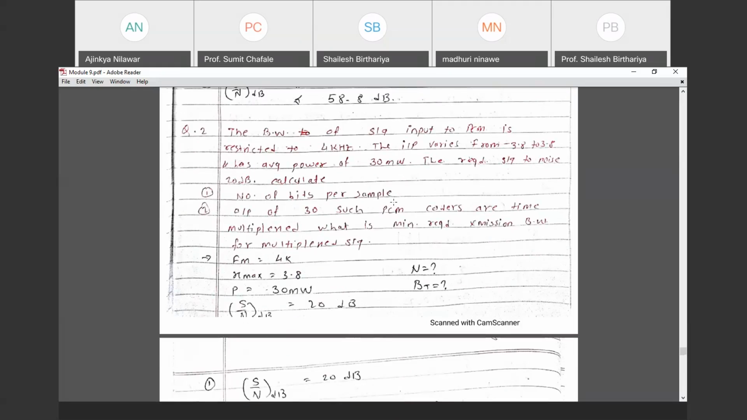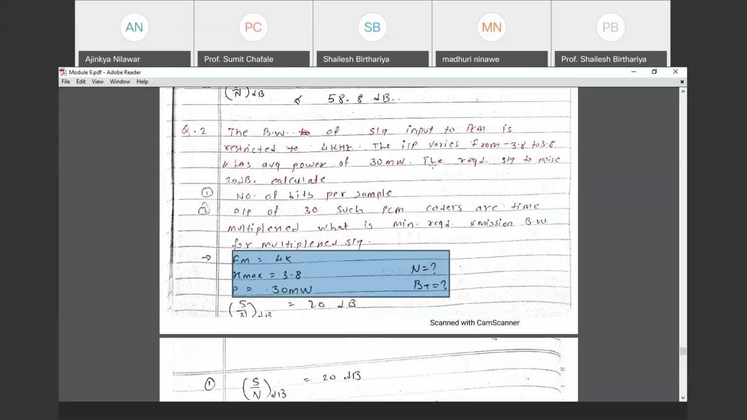So the second one, again, here I'm mentioning whatever data is given. The bandwidth of the signal input to the PCM is restricted to 4 kilohertz. That means maximum Fm is 4 kilohertz. Then the input varies from minus 3.8 to 3.8, voltage levels are given. You know one formula, signal to noise ratio 3P divided by x square max. So x max is 3.8 here. Then average power 3 into P, where P is the noise power, given as 30 milliwatt.